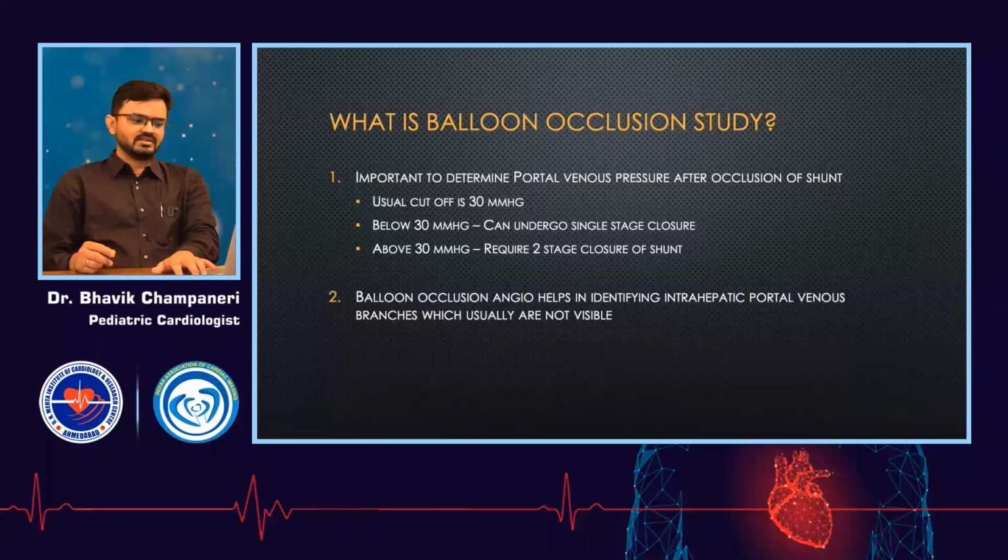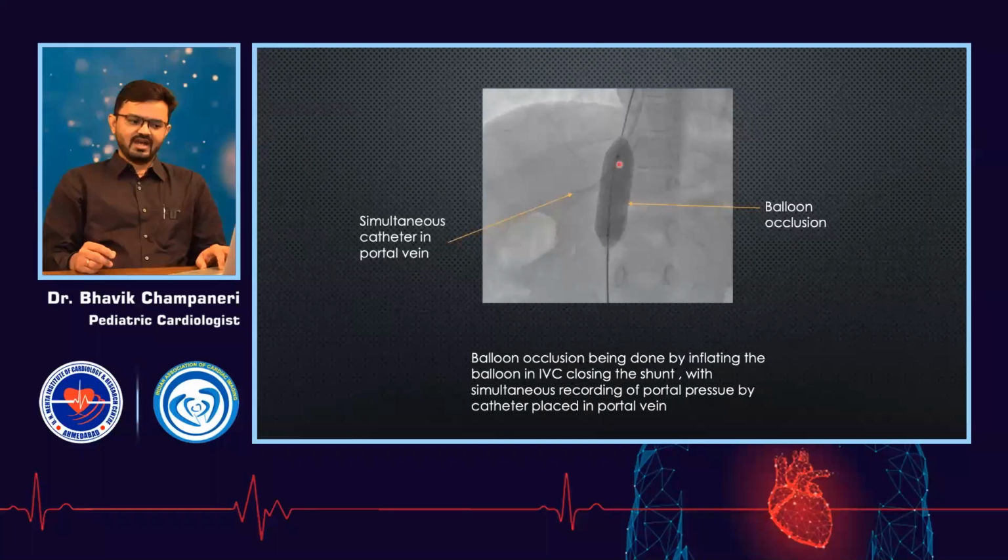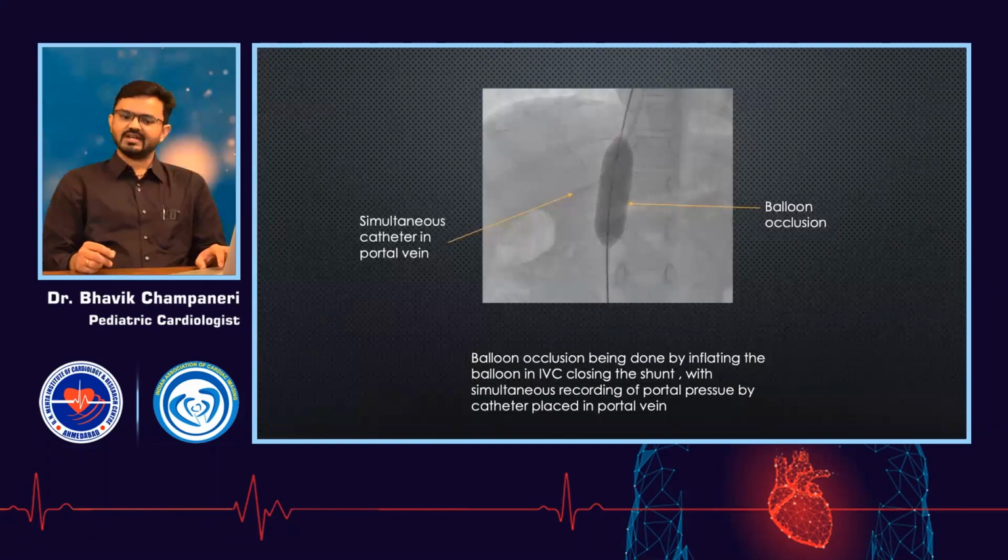So this is an example of a balloon occlusion study where, as you can see, the balloon has been inserted from the femoral vein. We are occluding the inferior vena cava. Note the other catheter, which has been inserted from the internal jugular vein and has been parked into the shunt. After balloon occlusion, with complete occlusion of the shunt, we will check the portal venous pressure through this catheter. And this catheter is also used for doing angio as well.